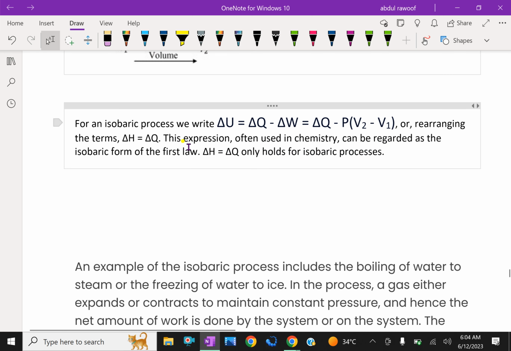For an isobaric process, we write dU equals dQ minus dW, which is equal to dQ minus P into (V2 minus V1), that is PdV, or rearranging the terms, dH equals dQ. This expression, often used in chemistry and physics, can be regarded as the isobaric form of the first law: dH equals dQ. That means the change in enthalpy is equal to the change in heat. It only holds for the isobaric process.